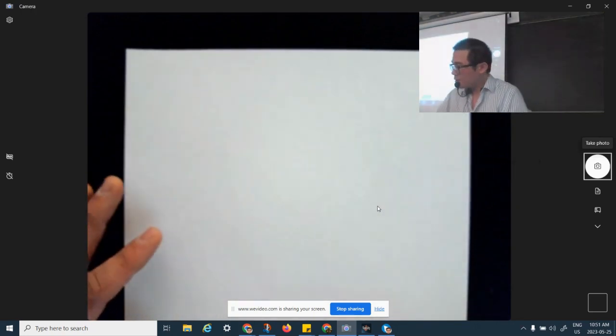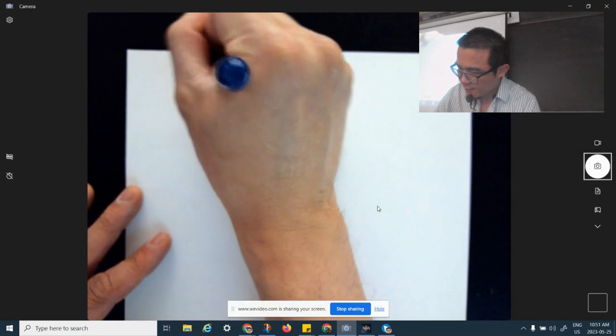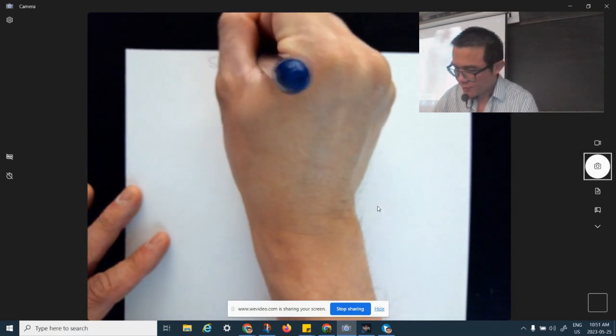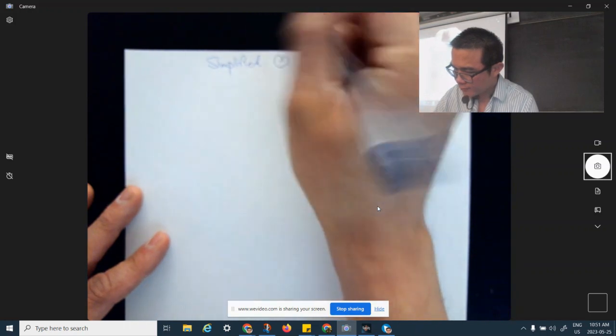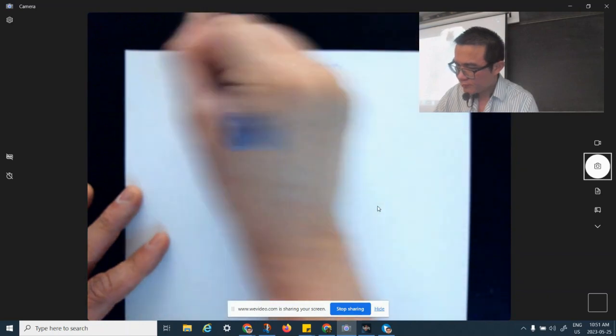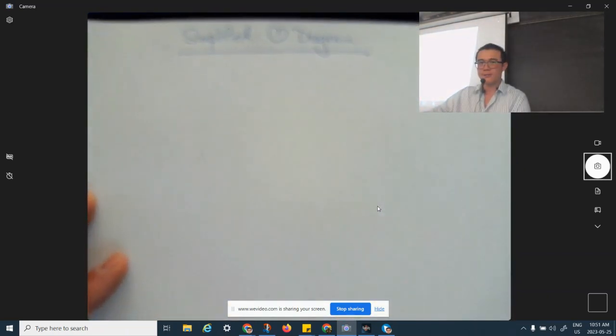So we're going to start off. The title is Simplified Heart Diagram. Simplified heart diagram. I'm going to clarify this.